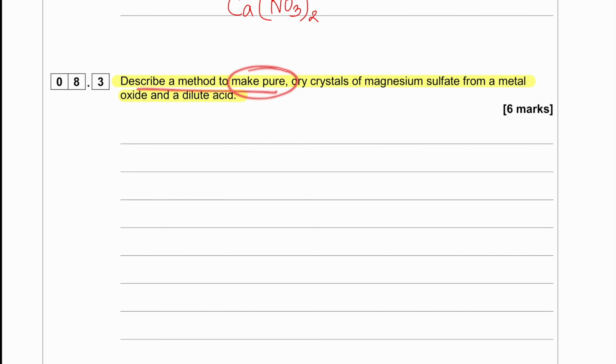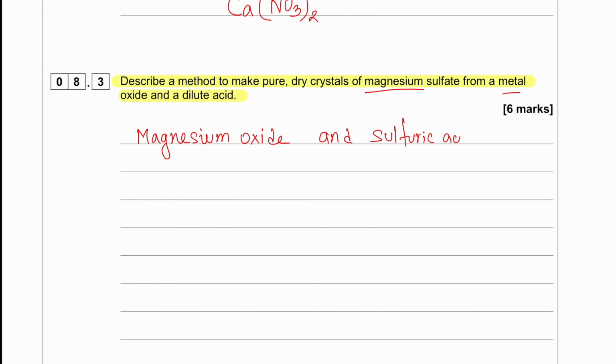Describe a method to make pure dry crystals of magnesium sulfate from metal oxide and dilute acid. So guys, obviously we need to use magnesium oxide and sulfuric acid, okay, because we are going to use a metal oxide and we're going to make magnesium sulfate. So all right, magnesium oxide and sulfuric acid is reacted together in a beaker.